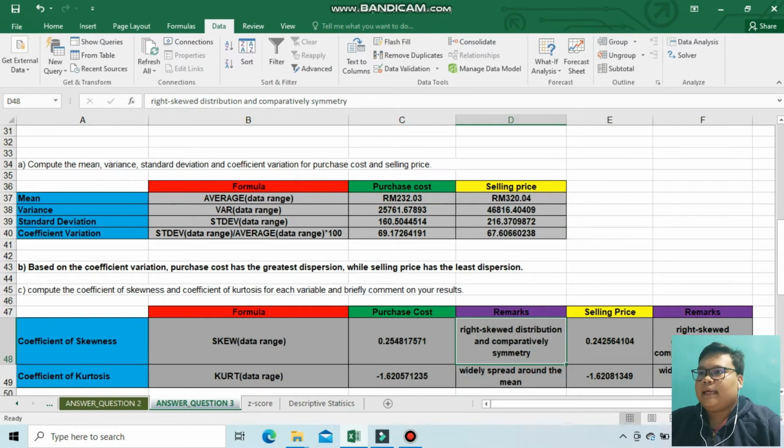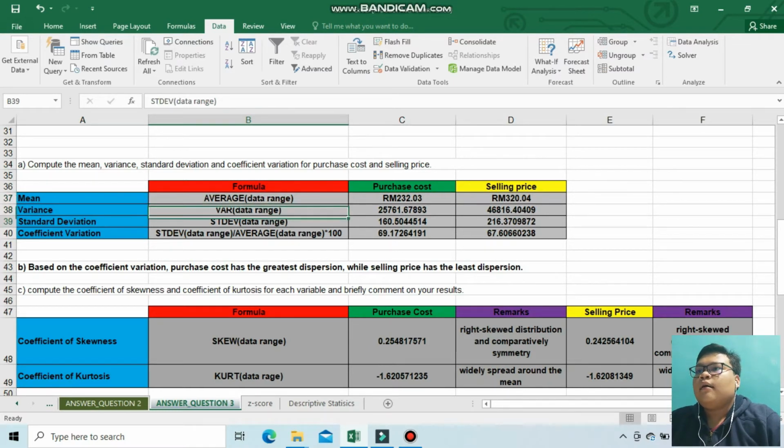And last, question 3. For question 3A, I use average formula to purchase cost and selling price data range. Variance, I use variance. Standard deviation, I use standard deviation formula. Coefficient variation, I use standard deviation formula divided by average formula times 100.